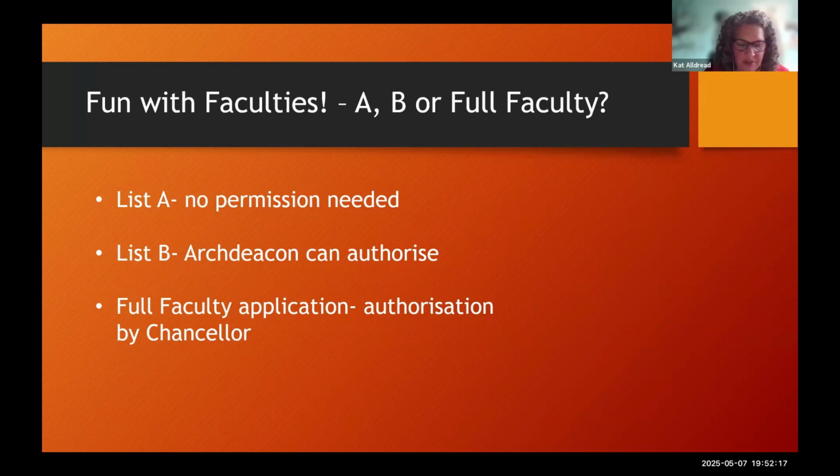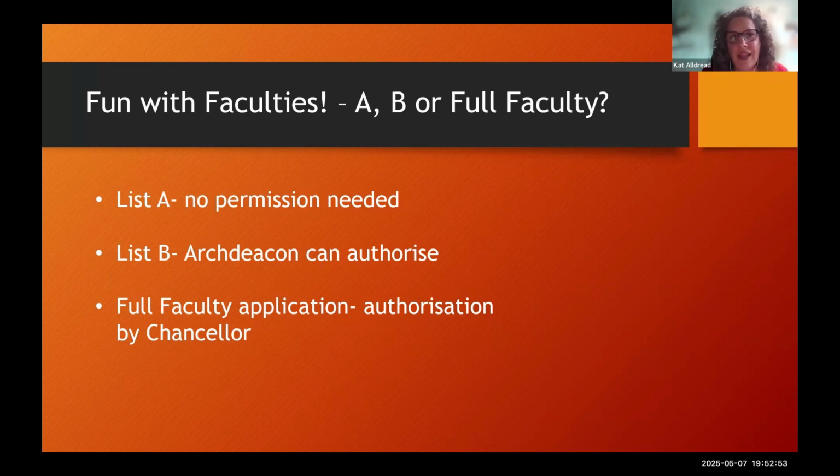Introduce, remove, or dispose of kneelers or pew runners is list A. New or replacement altar frontal is a full faculty. Installation of an electrical pew-based heating system is list B, as long as the pews are later than 1850 and not of historic interest. Okay. Rewiring, though, list A. Installation of broadband is list B.